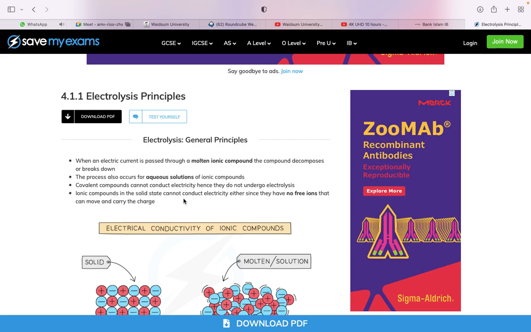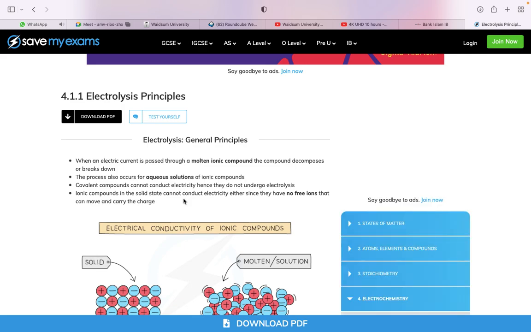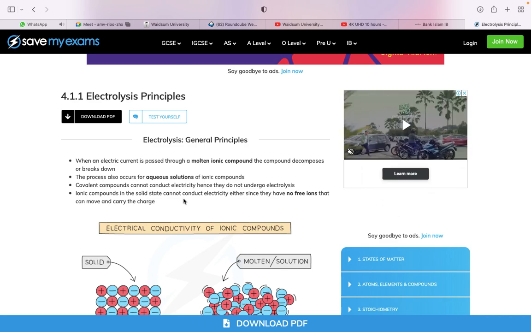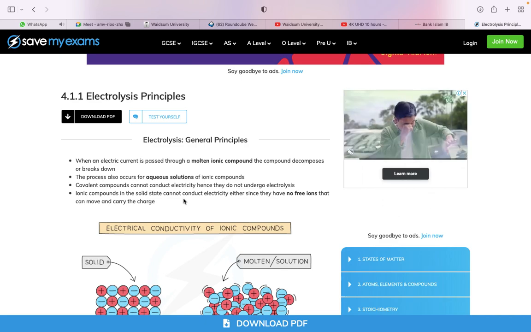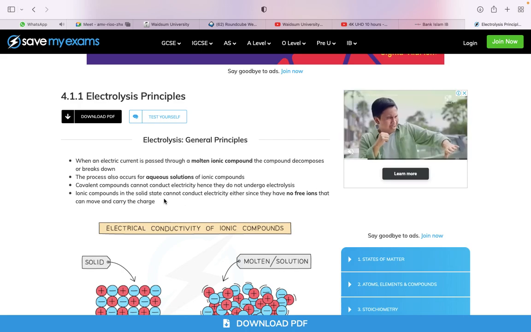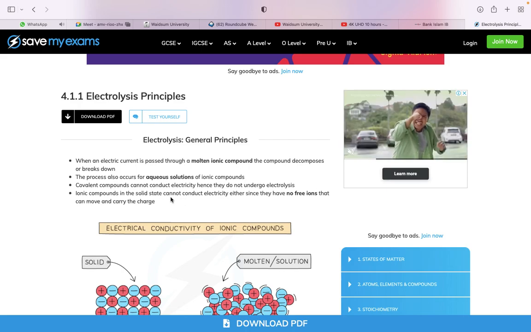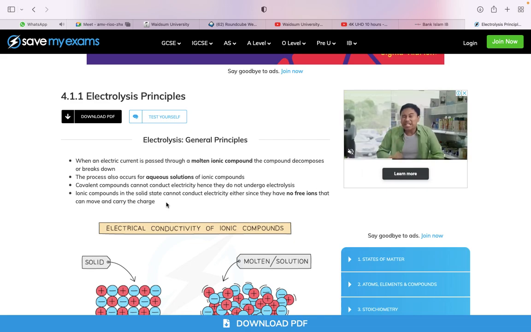So they don't donate. When you don't donate or you don't receive, then you will not have ions. When you are sharing, you are just bonding covalently. But when you give, you become an ion. When you lose an electron, you become an ion.